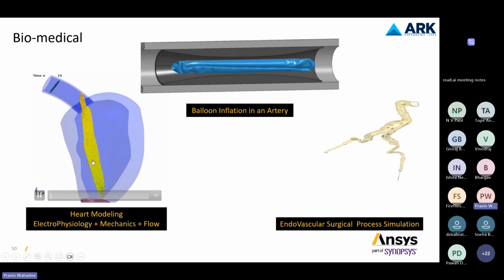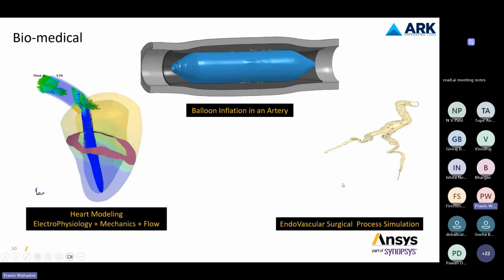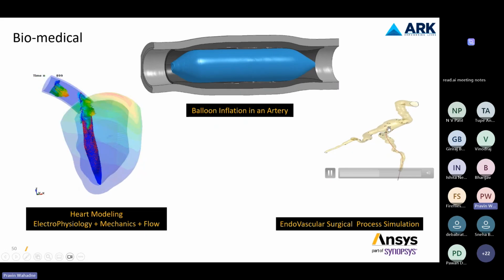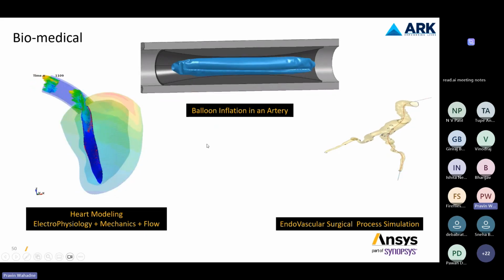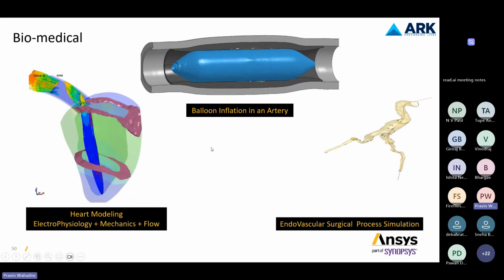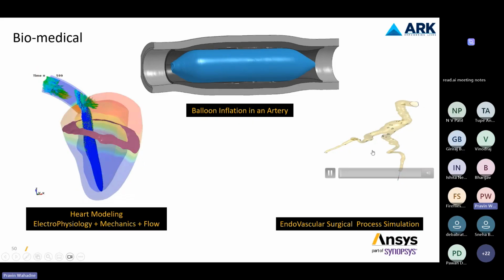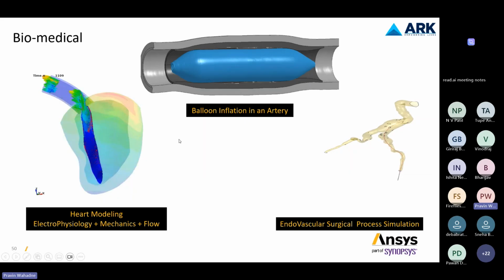Biomedical applications: heart modeling, maybe a balloon inflation in an artery, endovascular surgical processes where the stent is moving. All these things we can do with LS-DYNA. These are all tissues, the muscle modeling, the vein modeling, and the material being used in this. You can see the flexibility.